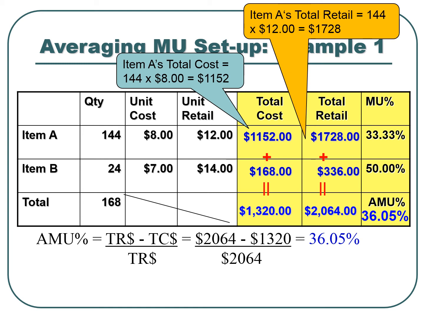We had 144 units of item A, a whole lot more than the units of item B. Item A carried a lot lower markup than item B, so we had a lot more items with a low markup and fewer items with a high markup. That was the case we're dealing with. As a result, our AMU percent is 36.05%, which is closer to item A's markup percent because we had more item A's than item B.